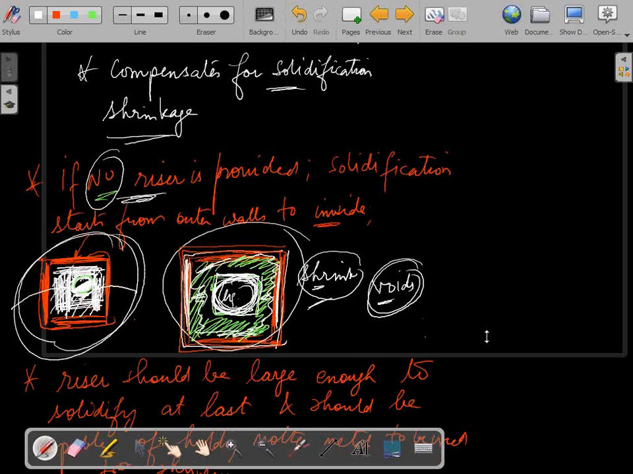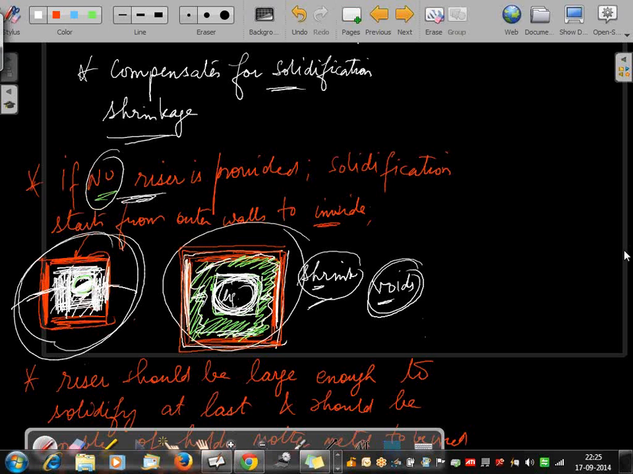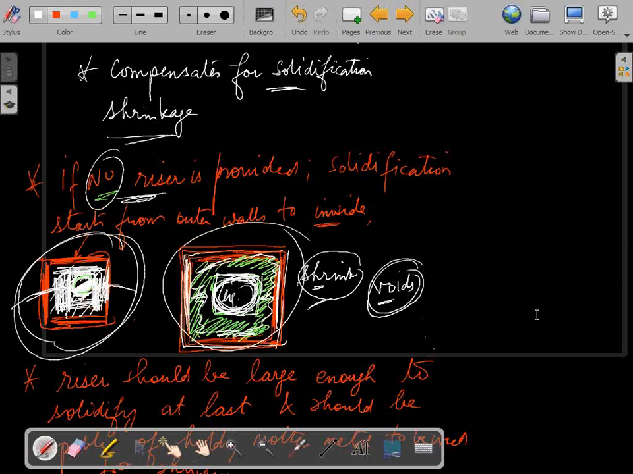When you have a riser, you have a uniform directional solidification, that is from outside walls to inside walls. There's some question over here. Someone is asking, if a riser is present, then what is the pattern of solidification in top and bottom gate?